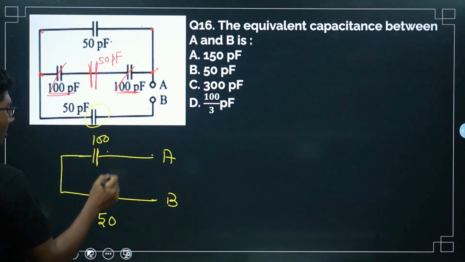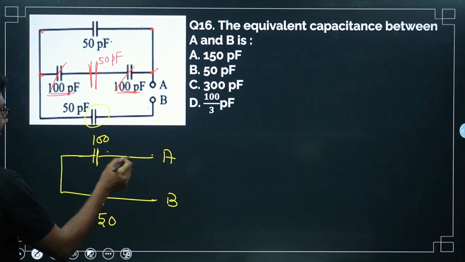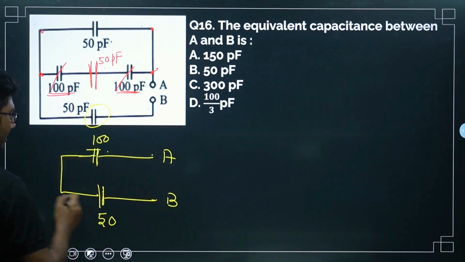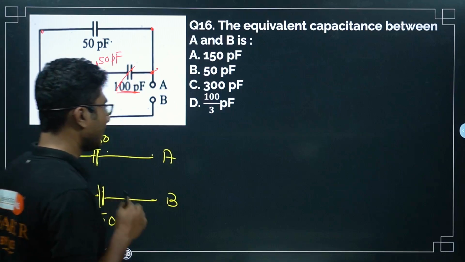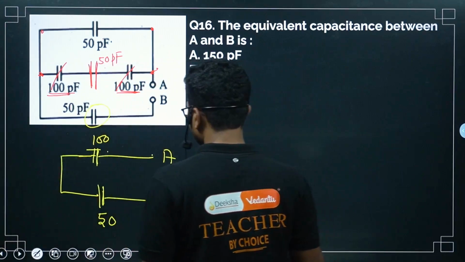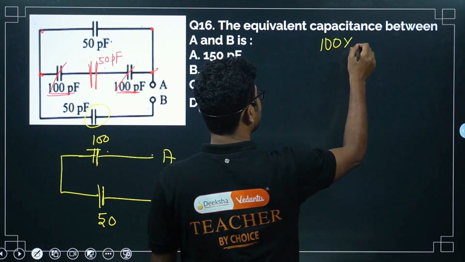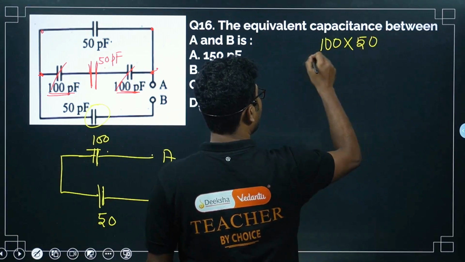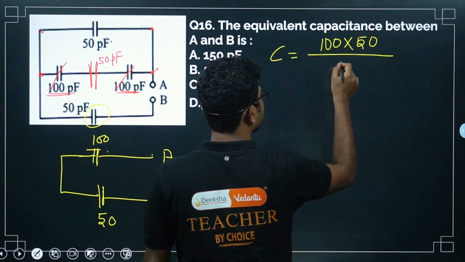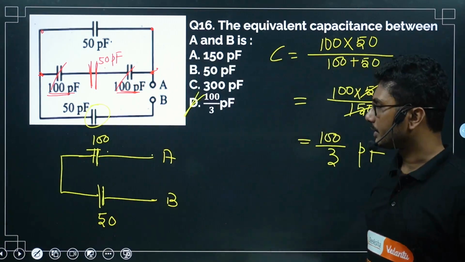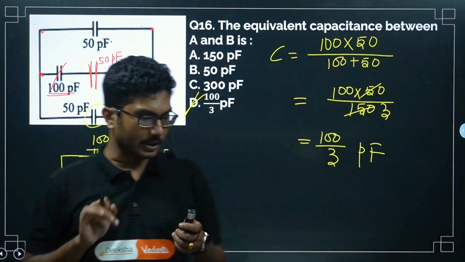Now 100 and 50 are in series. If you see, they are one after another. This is not parallel. So for two capacitors in series combination, the equivalent is the product divided by the sum. Simple question. Keep it simple. Don't make it complicated.